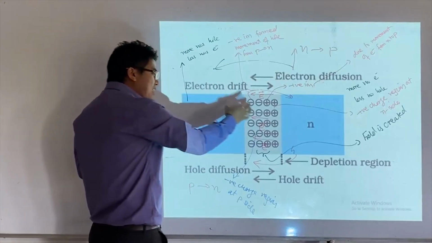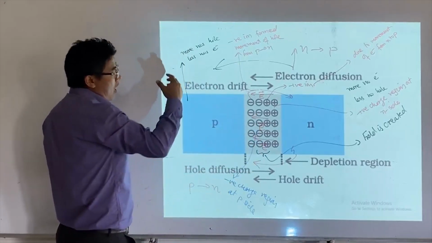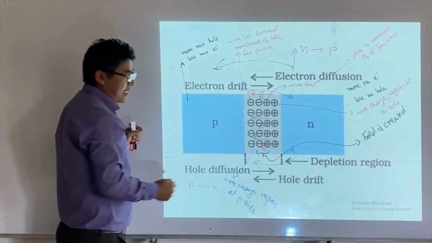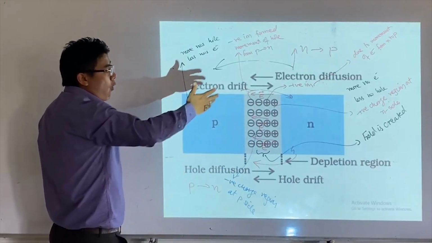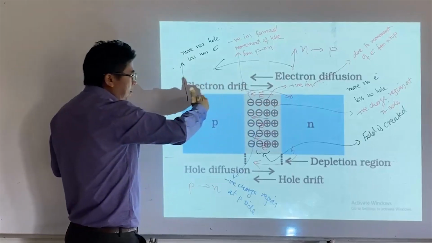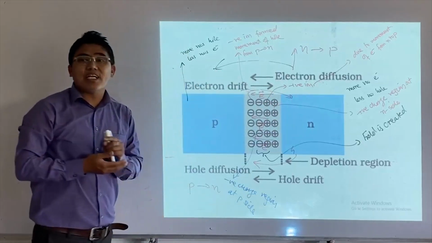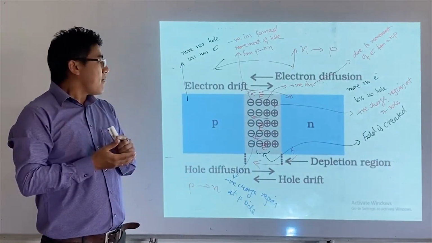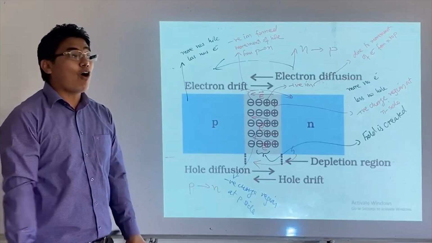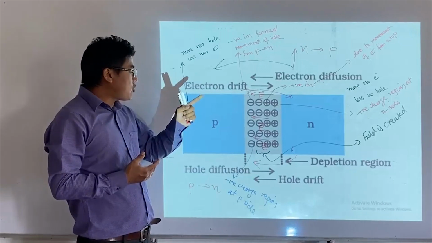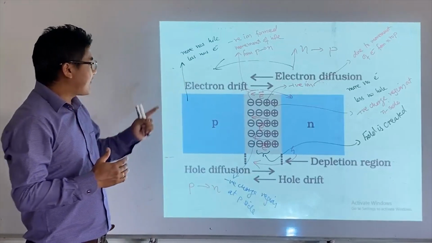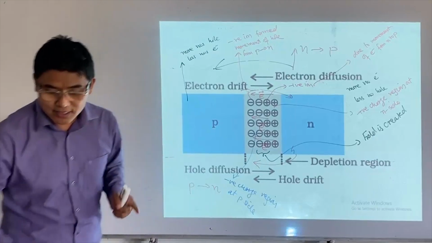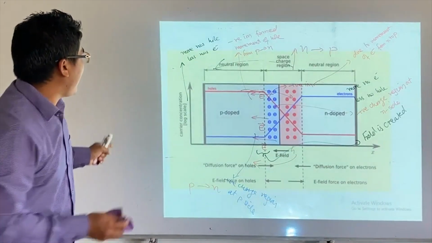And this depletion region will not allow a hole from the p-type to get into the n-type, and it will not allow an electron from the n-type to get into the p-type. So the depletion region creates some kind of potential barrier, because of which the further movement of electrons from n to p stops, and the further movement of holes from p to n stops. So this is how it is formed. This is what I have in the diagram, right?